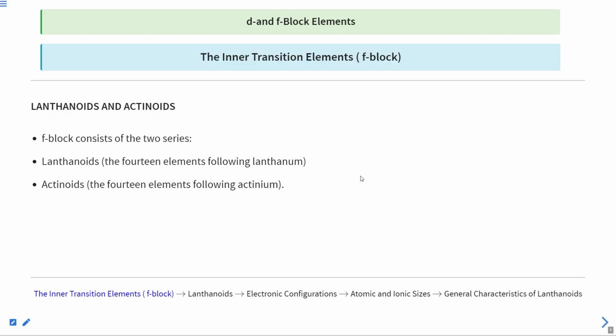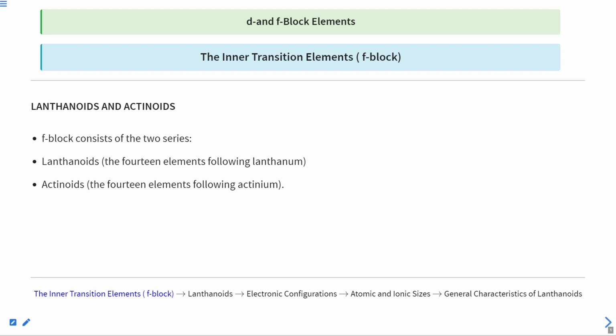Today we will talk about lanthanoids and actinoids. We have done the transition metal elements. Now we'll talk about the inner transition metal elements. If you remember, two separate rows were attributed to the lanthanides and actinoids, and they are present at the bottom of the periodic table, right?